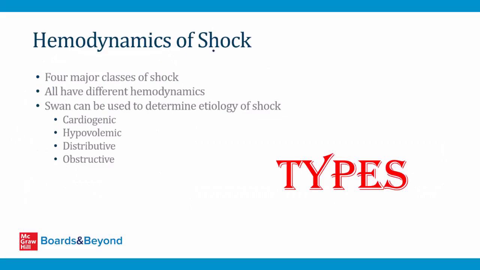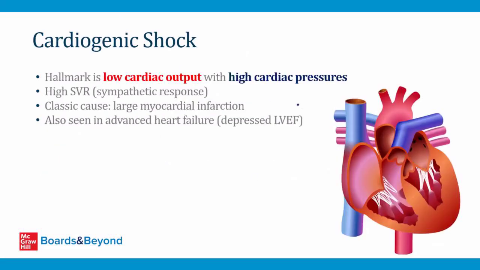So getting back to the topic of this video, which is shock, there are 4 major classes of shock like I told you before. They're all listed right here. And each of them have different hemodynamics. That's what I said in the last slide. And by hemodynamics, I mean different pressures in the heart, different cardiac output, different SVR. And that's what we'll talk about in the rest of this video. So let's start with cardiogenic shock.